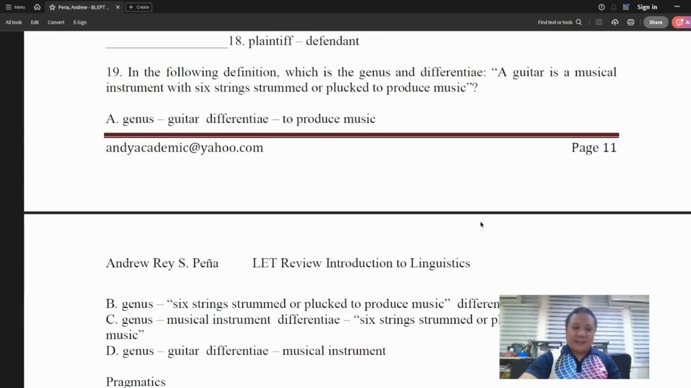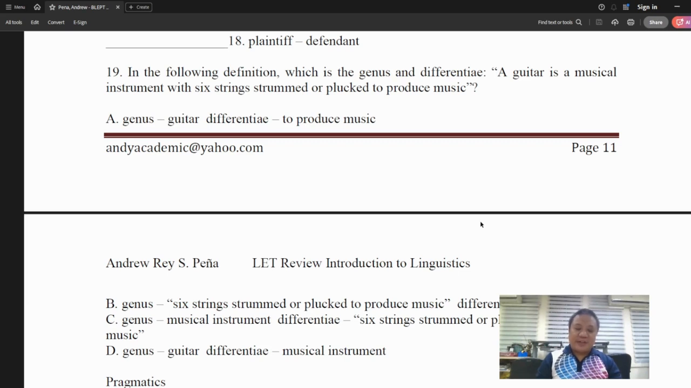Number 19. In the following definition, which is the genus and differentiate? A guitar is a musical instrument with 6 strings strummed or plucked to produce music. A, genus guitar, differentiate to produce music. B, genus 6 strings strummed or plucked to produce music, differentiate guitar. C, genus musical instrument, differentiate 6 strings strummed or plucked to produce music. D, genus guitar, differentiate musical instrument.